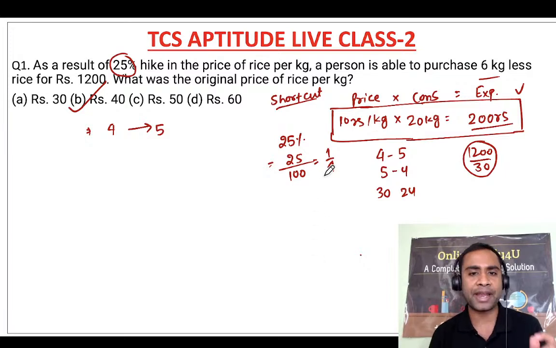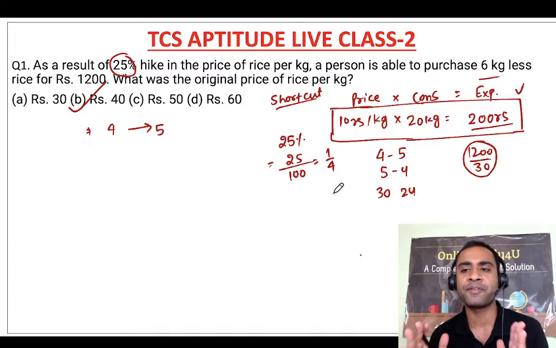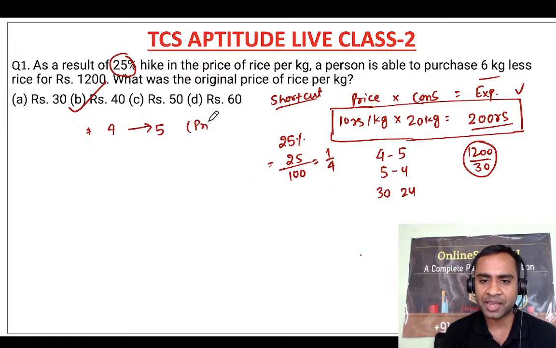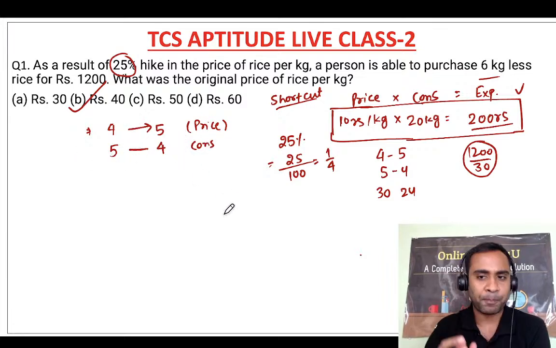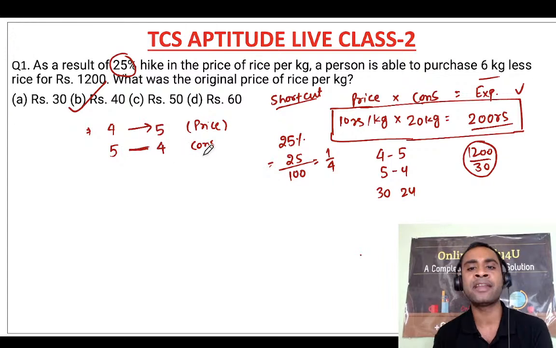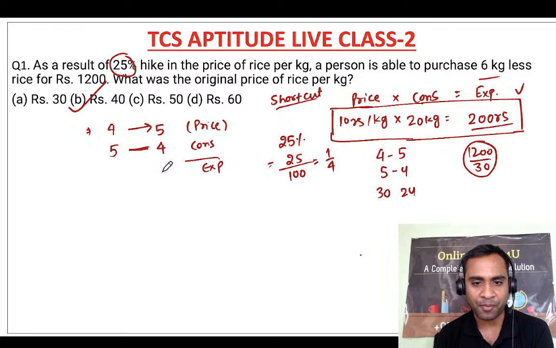Now here you try to understand: if the price is increasing, then the person is reducing his consumption. That means the expenditure always remains the same. So how will the expenditure remain the same? The consumption from 5 you will have to make it 4, right? Then only you can say price into consumption is 20 and price into consumption is 20. So when the price is increased, we have to reduce our consumption. From 5 the consumption should be 4, and then only our expenditure will be the same on both sides.